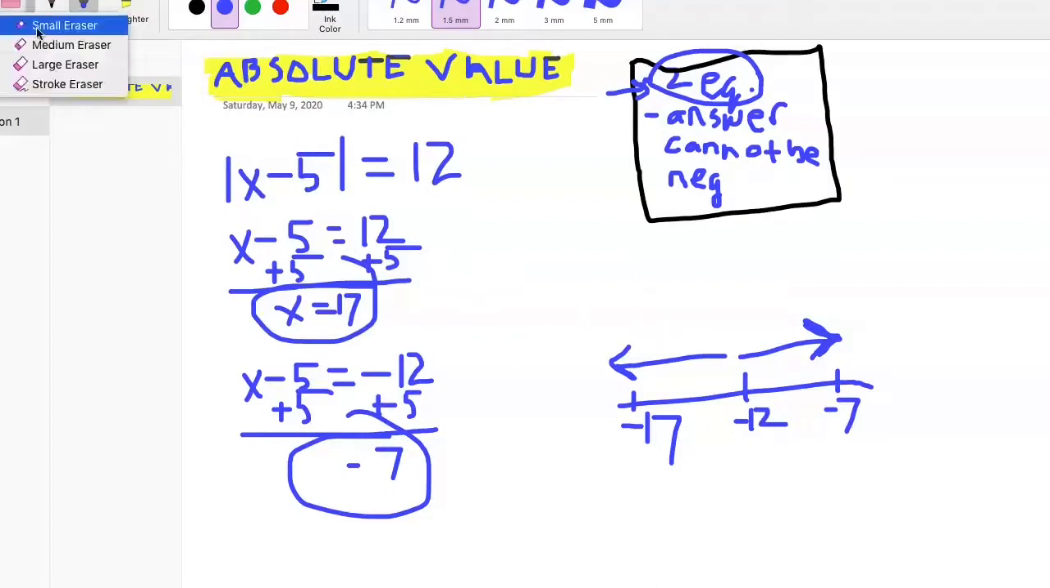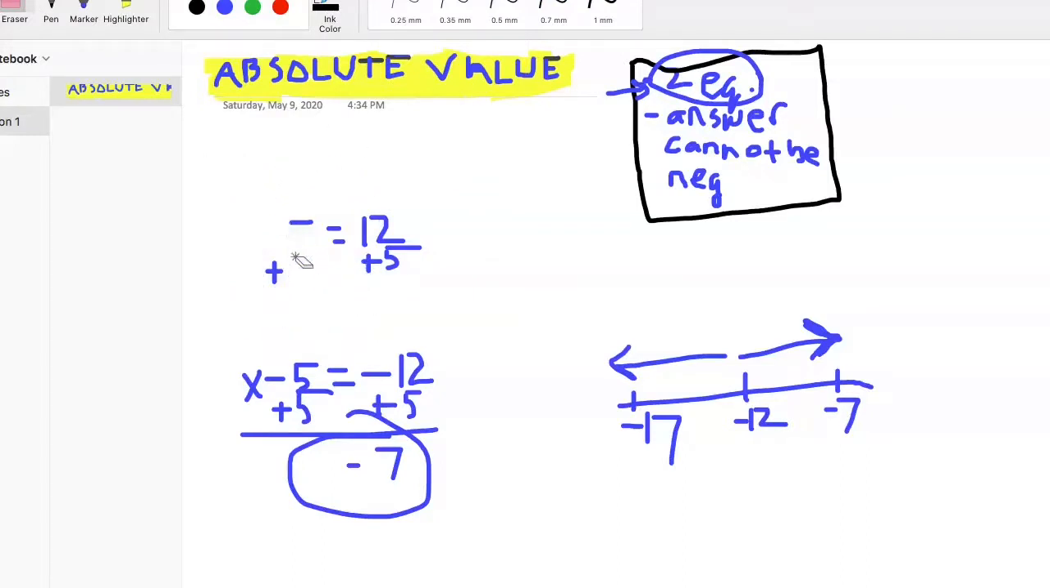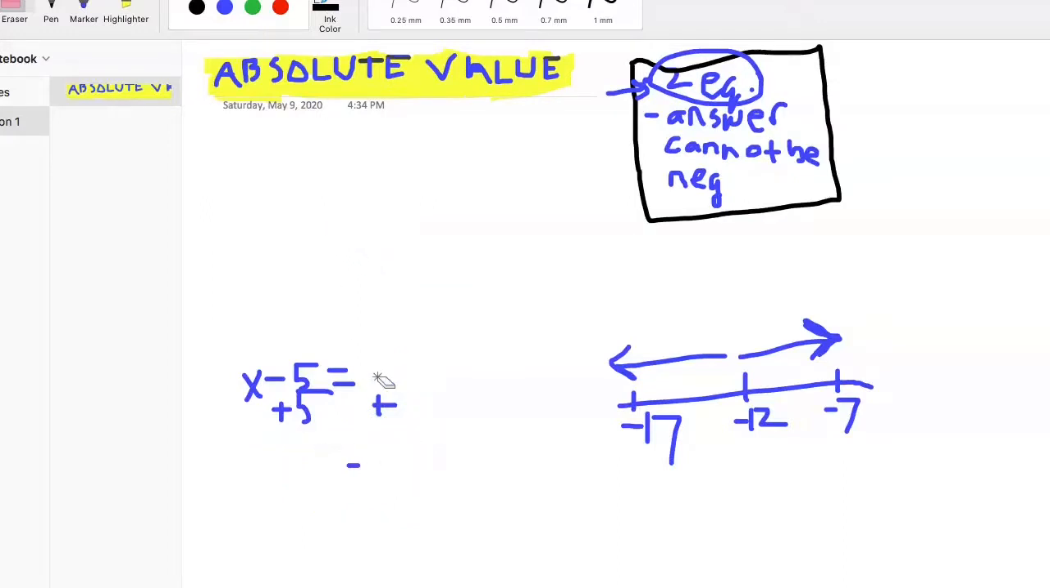So let's do another one. That's really all we have to remember: we take the absolute value sign off. One answer is just positive, so we leave it the same. The second answer, we make negative. That's all we have to do.